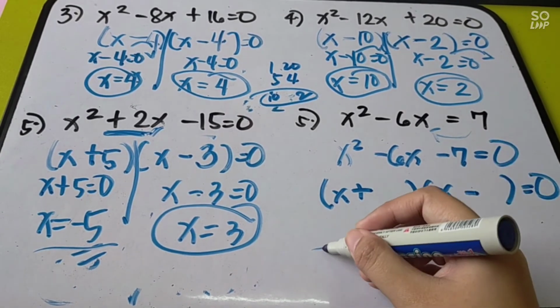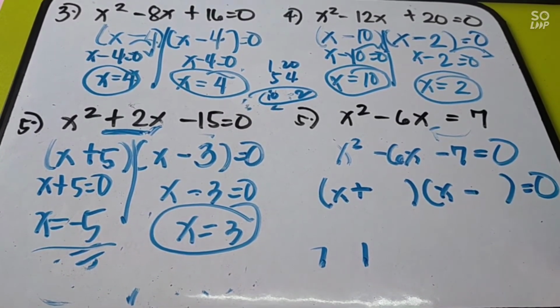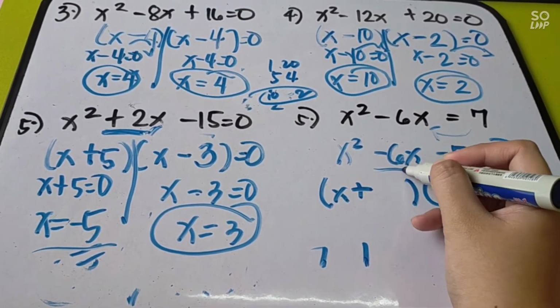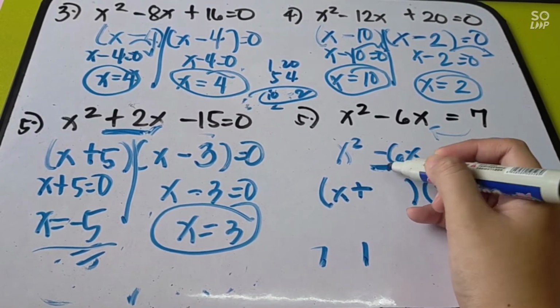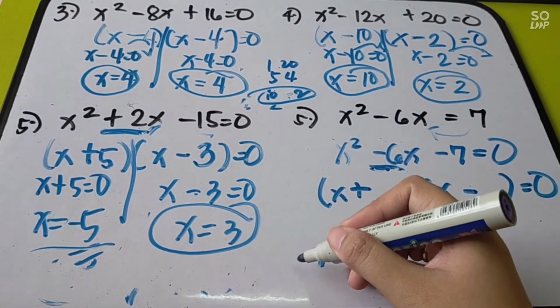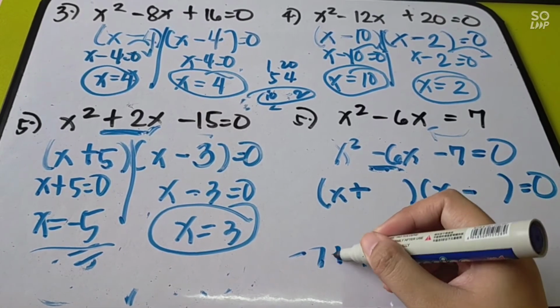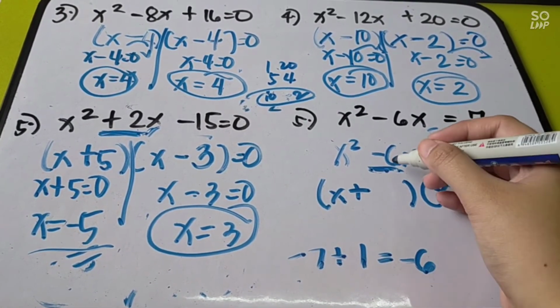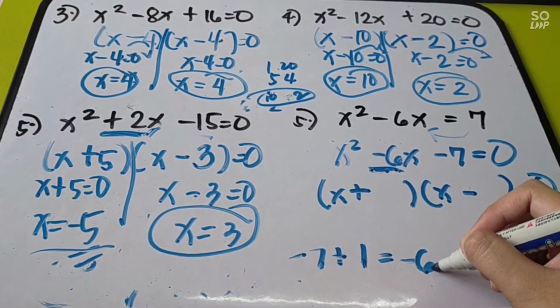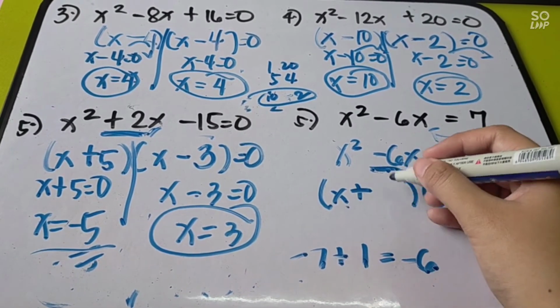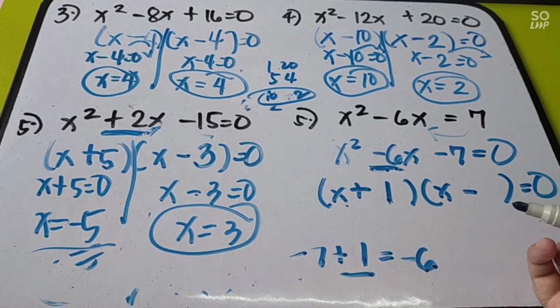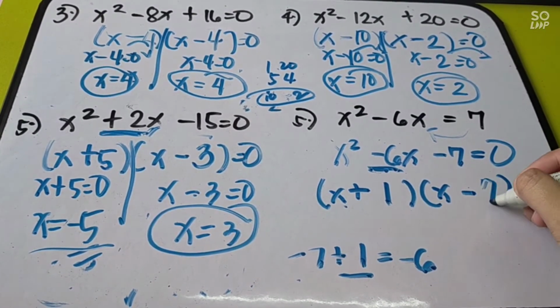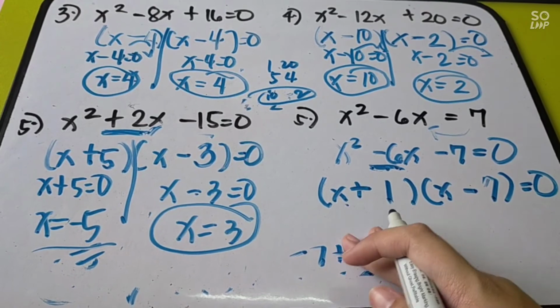Let us have the factors of 7. Ang factors lang naman ni 7 ay 7 and 1. Ngayon, since negative ito, kailangan yung highest number mo ay negative. So, ang highest number mo dito ay 7, that is negative, then plus 1. Pag inoperate mo yan, negative 7 plus 1, the answer is negative 6. Ayun, nakuha. So, the factors are x plus 1, kasi positive to, then x minus 7. Ganun lang kasimple.